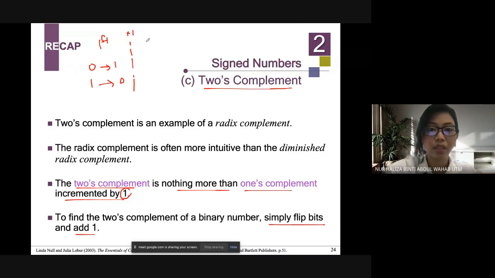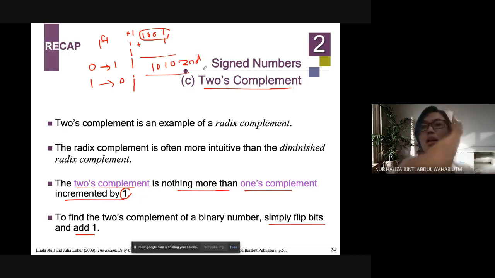If you have a number, let's say 1001, this is your first complement. I just give you an example, I pick a random number, so you add 1 and it's going to be 1010. So this is your second complement. This is how you convert from your decimal number to your first complement, and then you convert with another step, which is add 1 to be second complement.